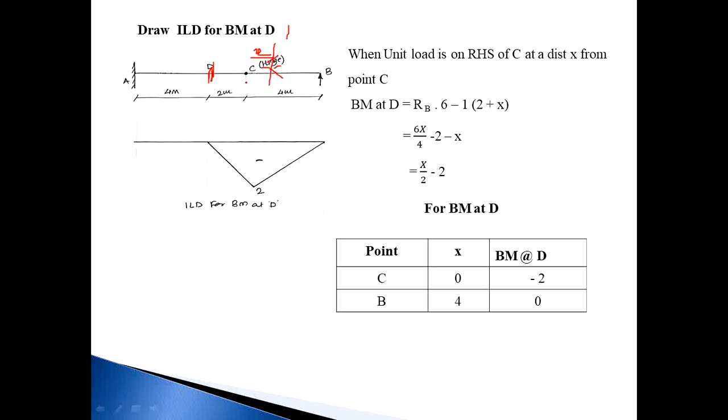In this condition RC is not considered because the upward force RC and downward force RC cancel with each other, so only consider RB and the unit load. So RB is x by 4, so 6x by 4 minus 2x minus 2. Simplifying this equation, bending moment at D is equal to x by 2 minus 2, and this equation is only when load acts on RHS of C. So bending moment at D, when x is equal to 0, the value becomes minus 2, and when x is equal to 4, meaning the load moves up to point B, the value becomes 0.